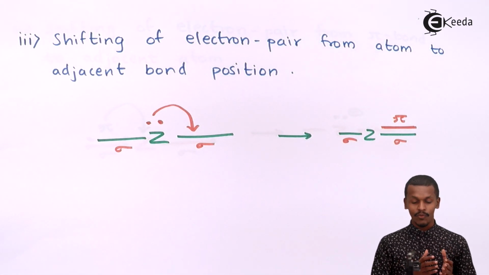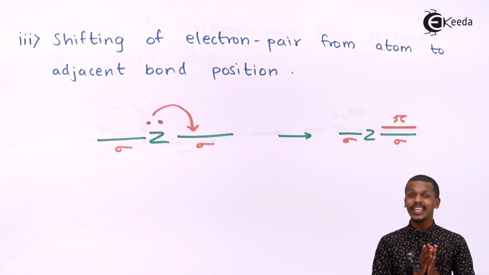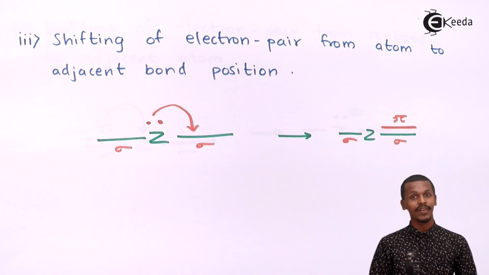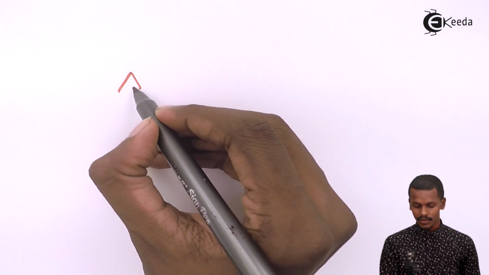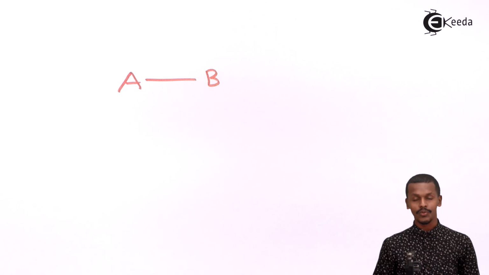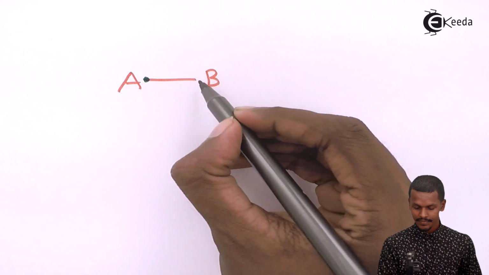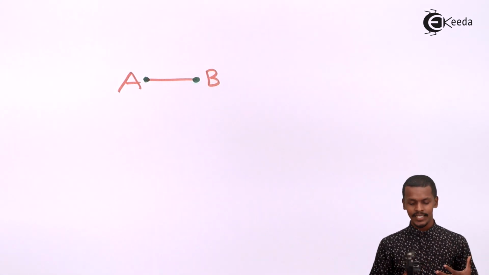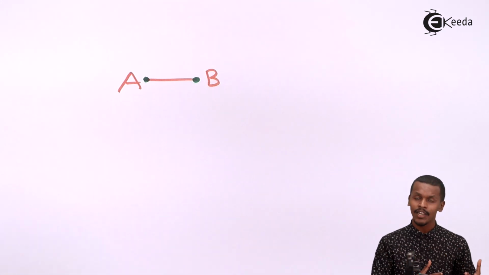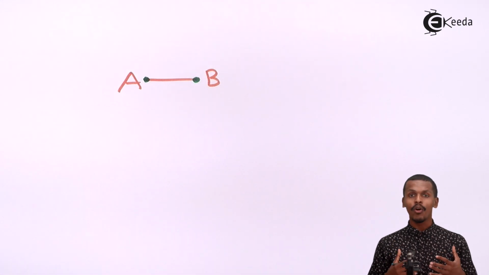For example, there is also a possibility of a distribution of this pair of electrons. So let me talk about this one. Suppose we have a reactant, or a molecule like this one, as you can see. This bond is made up of 2 electrons. In earlier cases, we have seen that the pair of electrons will shift onto either atom or onto the adjacent bond. But what if the bond breaks?